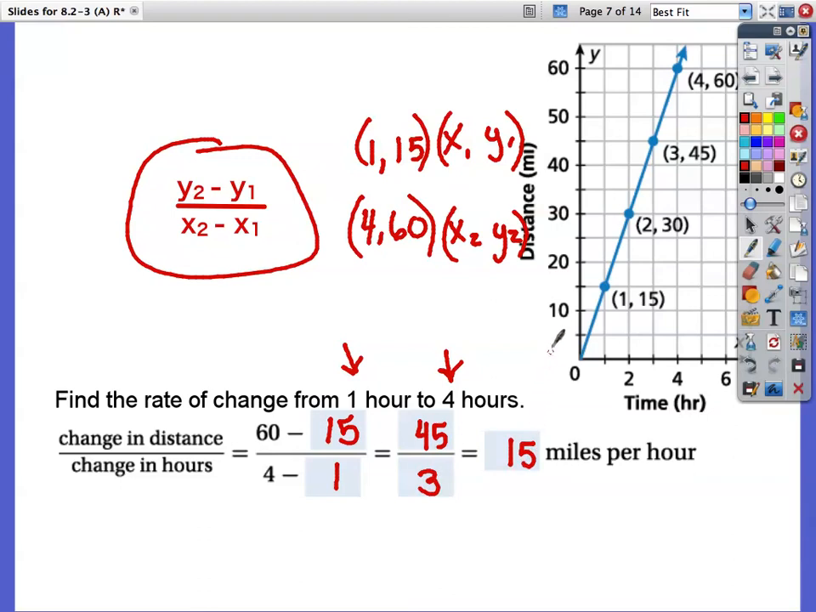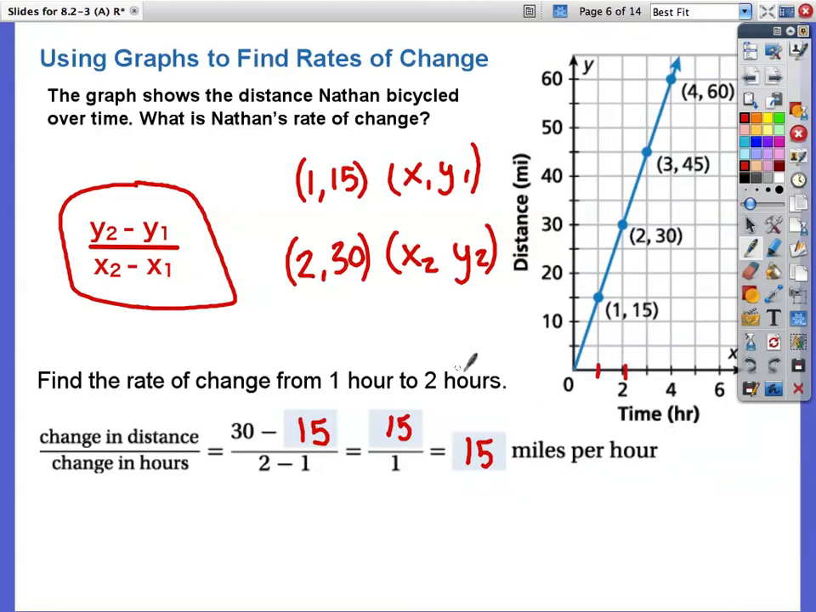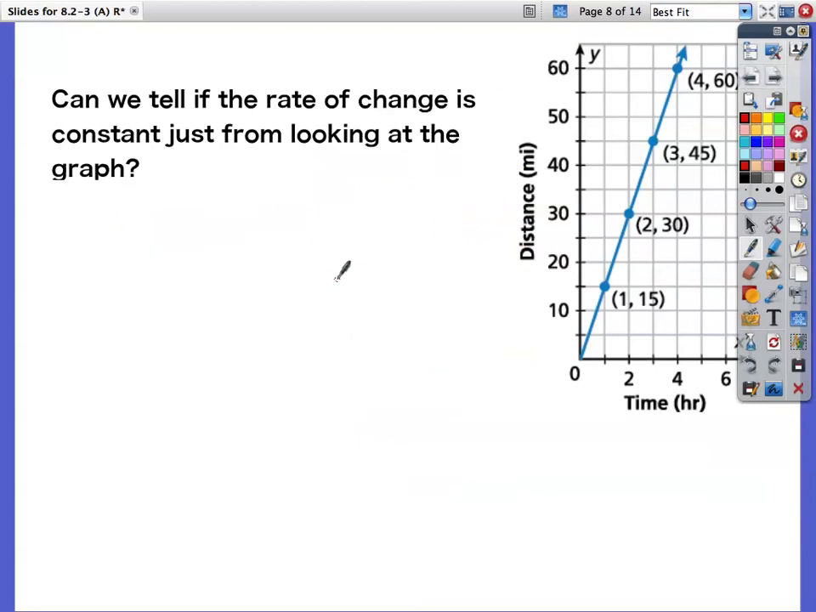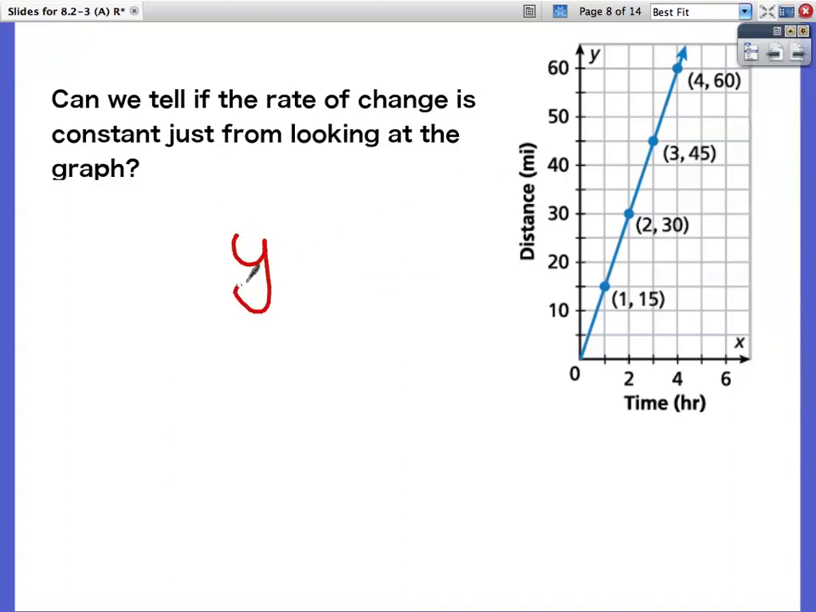So this also means that the rate of change is constant, because the rate of change between hours 1 and 2 is 15, and the rate of change between hours 1 and 4 is 15. So the rate of change is yet again constant. So the question might be asked, can we tell if a rate of change is constant just from looking at the graph? And the answer is a resounding yes. Yes, we can.